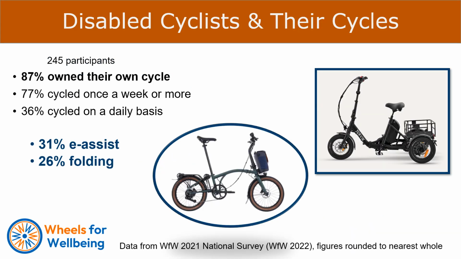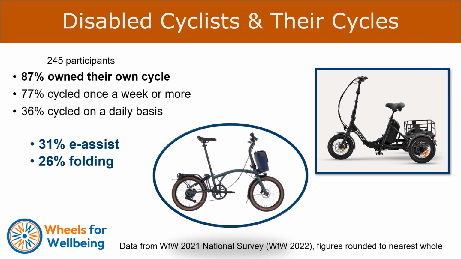If we look in a bit more detail at our survey respondents, we can see that 87% of them, so the vast majority, own their own cycle. So again, that possibly makes them a little bit of an unusual group in terms of disabled people and access to cycling. We also asked questions to see how often disabled people cycle once they had either their own cycle or access to a cycle.